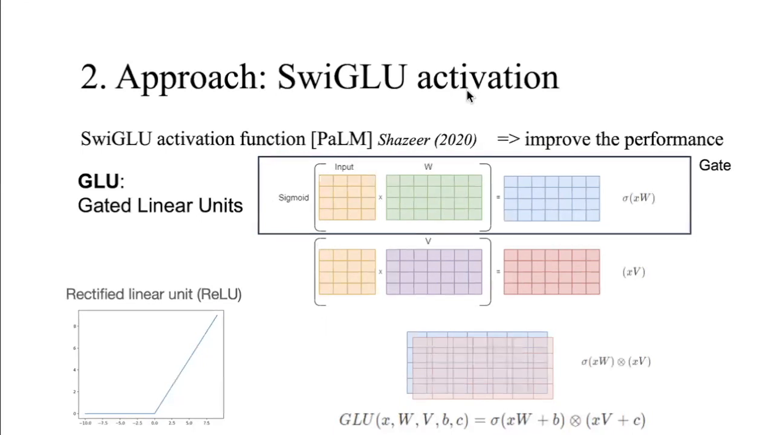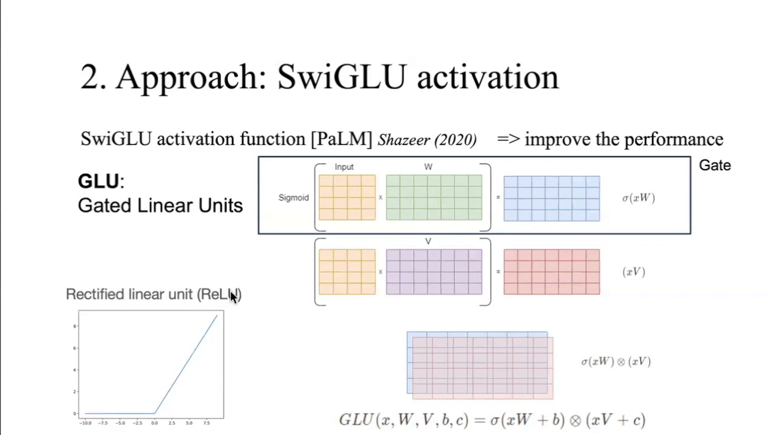The second change is the SwiGLU activation. To talk about that, I think we need to understand GLU first. What is GLU? It is gated linear units. And to understand gated linear units, I think we can start with the rectified linear units. I think everyone has heard about the ReLU function, right? It's like this shape: below 0 is all 0, and above 0 is itself.